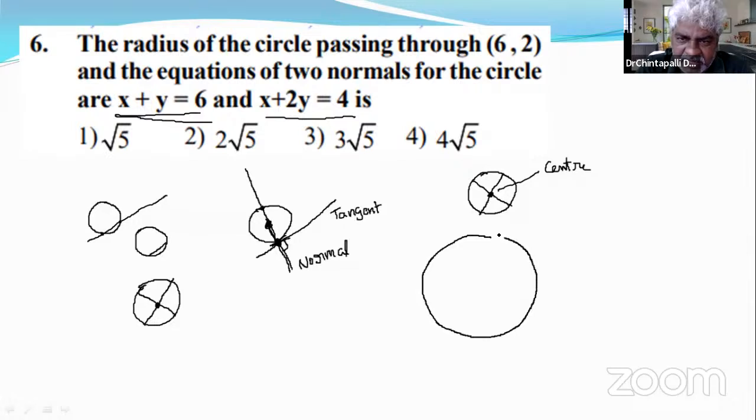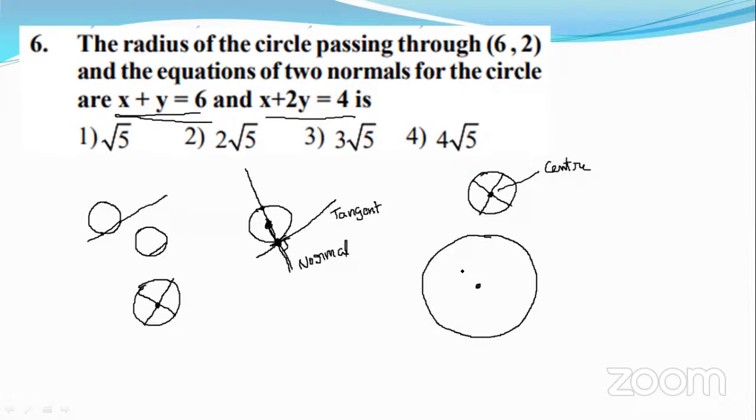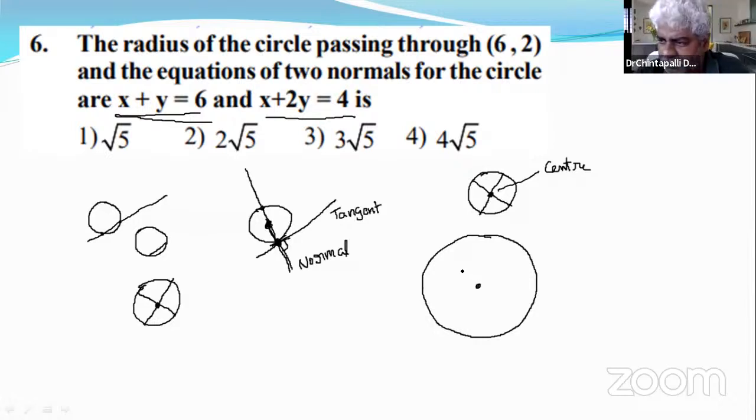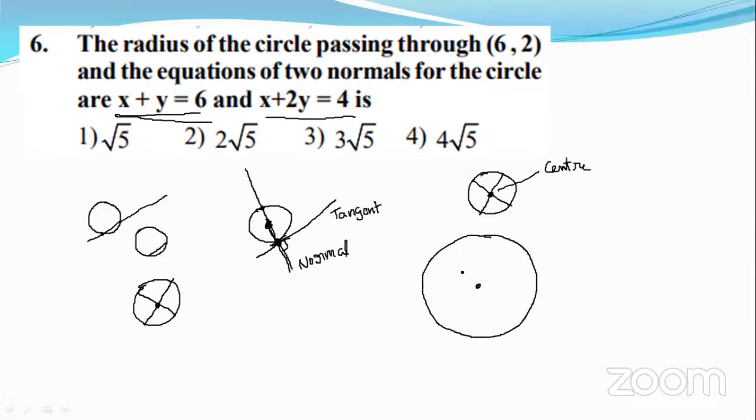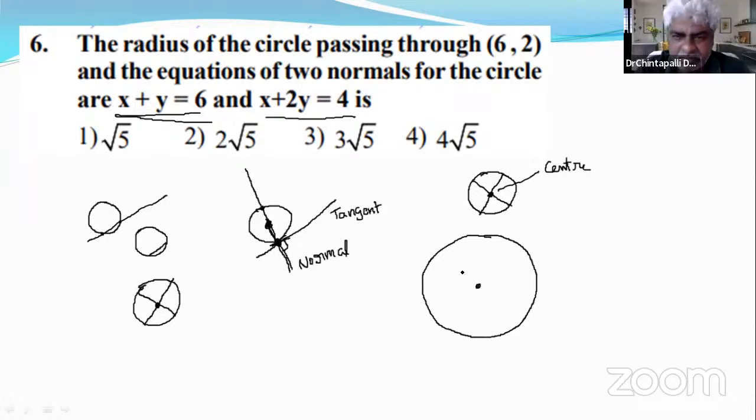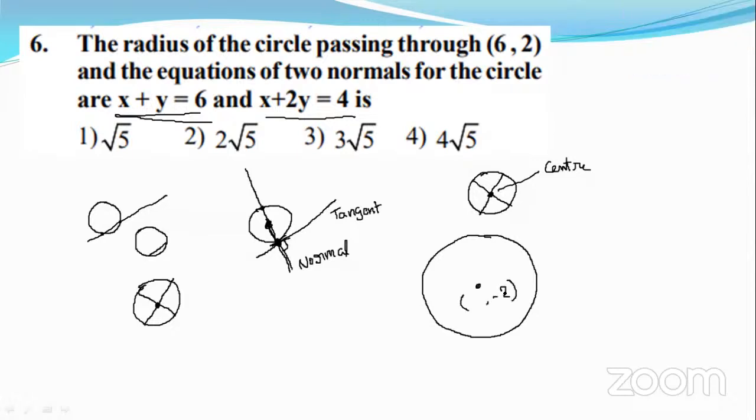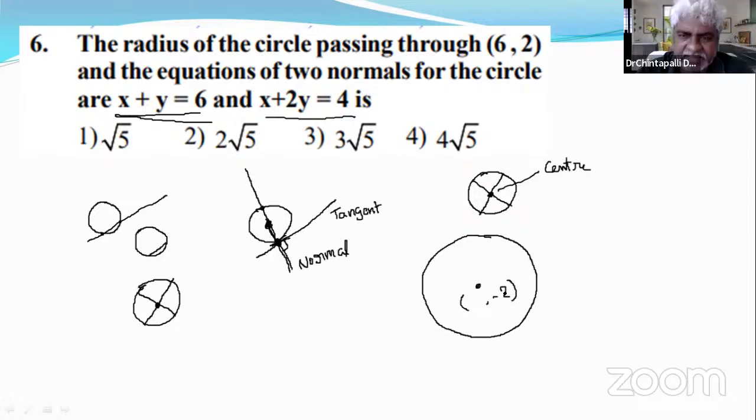Try to find the center of the circle by solving those 2 normals. By solving the equations, try to solve. So y equals -2, sir. Minus 2, right? So x equals 8. 8, -2. Yes, correct.